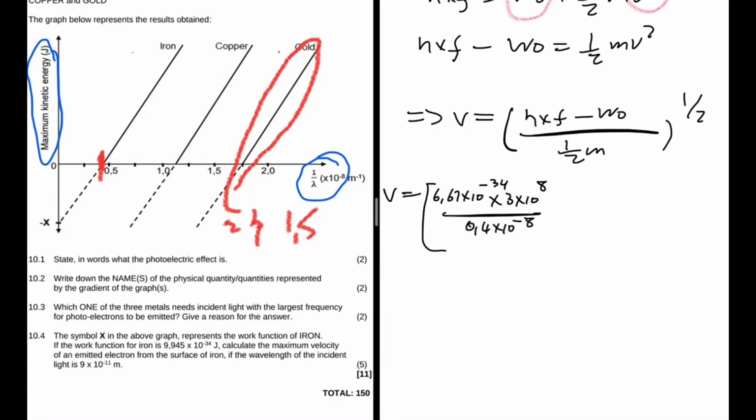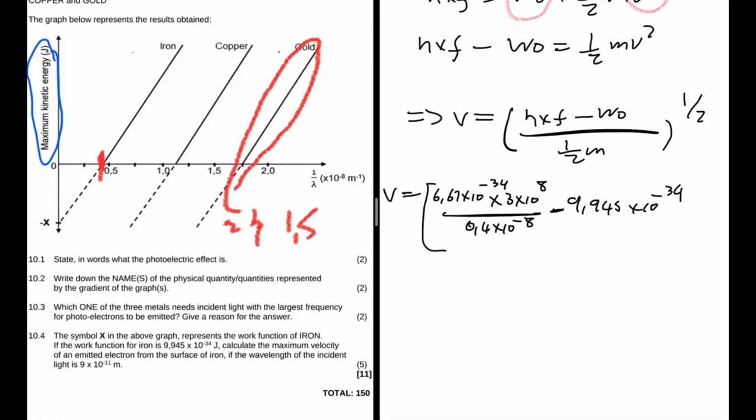Where is the minus 8 coming from? Look here where I'm circling in yellow, right? It is multiplied by 10 to the minus 8 meters to the minus 1. So now we have that. So let's go ahead and subtract the work function, right? We are told that the work function is 9.945 times 10 to the minus 34. And then there we have it.